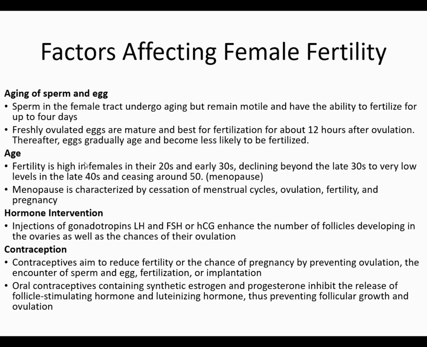Now, a lot of contraceptives are utilized by females. They actually do the opposite. They aim to reduce fertility or the chance of pregnancy by preventing ovulation, the encounter of sperm and egg, fertilization or implantation. Oral contraceptives like the birth control pill contain synthetic estrogen and progesterone and will inhibit the release of follicle-stimulating hormone and luteinizing hormone, which means that follicular growth and ovulation won't occur. The birth control pill, or the pill as most people call it, is actually so effective. You can't ever really say something's 100% effective, but I think it's in the 99th percentile.